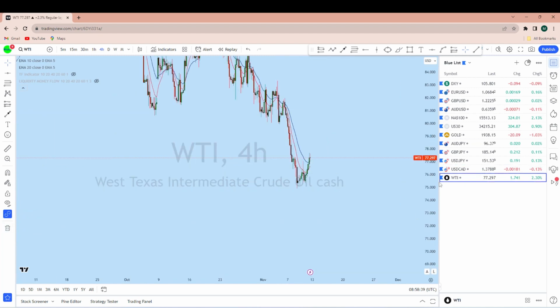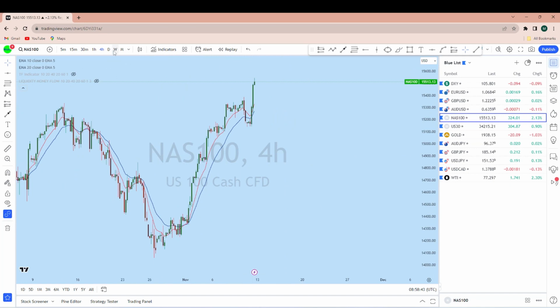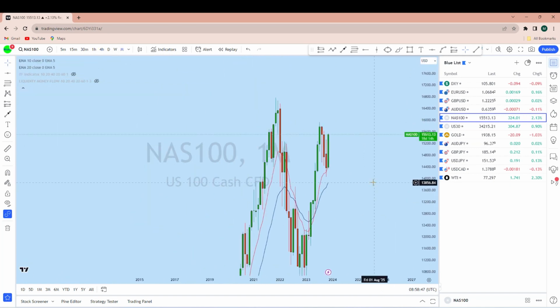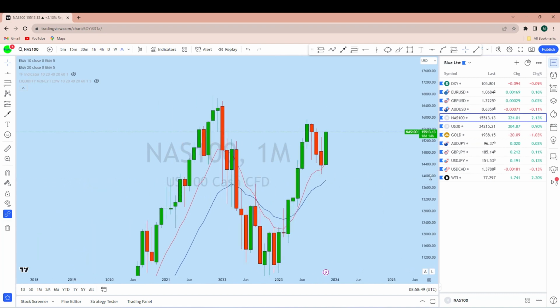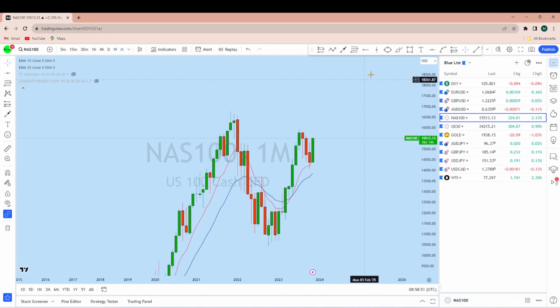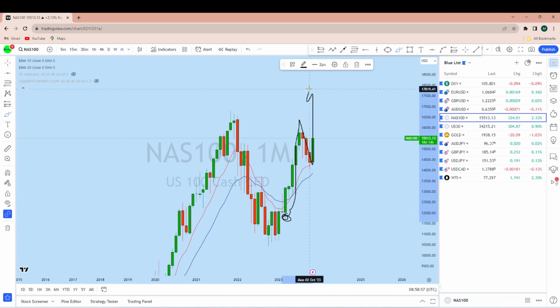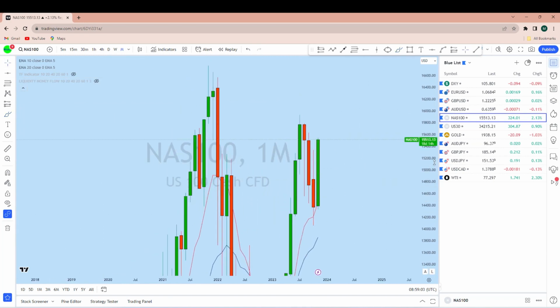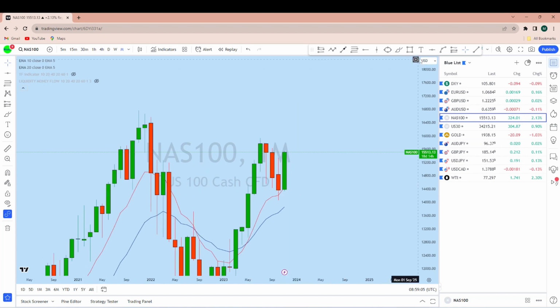Now let's look at indices. Looking at first of all Nasdaq. Now Nasdaq, if we look at the monthly time frame, we can see that from the monthly perspective, this is a long-term bullish market with this monthly impulse followed by this correction, and it is in another impulsive phase. And this is the monthly candle.